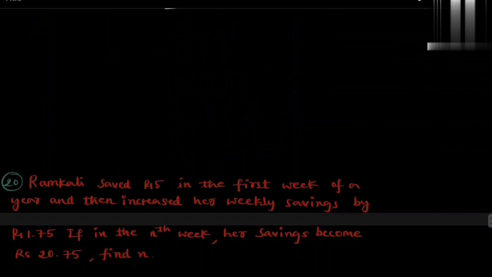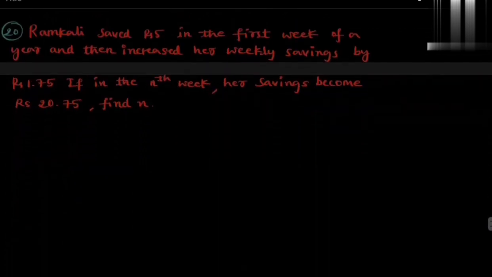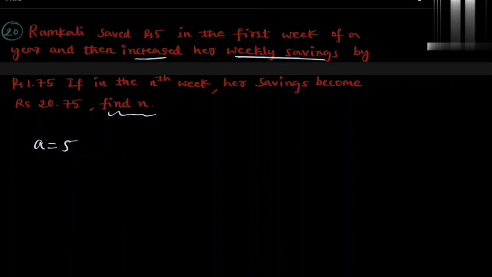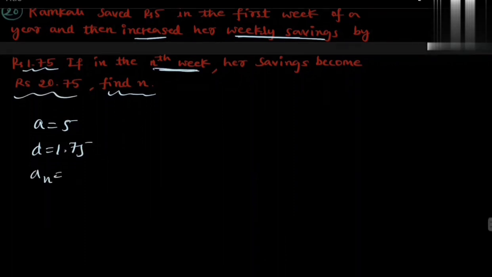So next move on to the 20th problem. Ramkali saved rupees 5 in the first week of a year and then increased her weekly savings by rupees 1.75. If in the nth week her savings become rupees 20.75, find n. So here they directly told us to find n, that is the number of terms. They directly gave the first term, a is equal to 5, and her weekly savings increased by 1.75. Therefore, d is equal to 1.75, and also told that in the nth week she got 20.75. That is, an is equal to 20.75, and we want to find n.